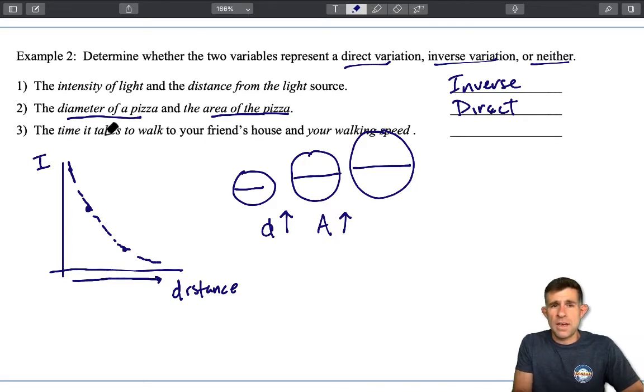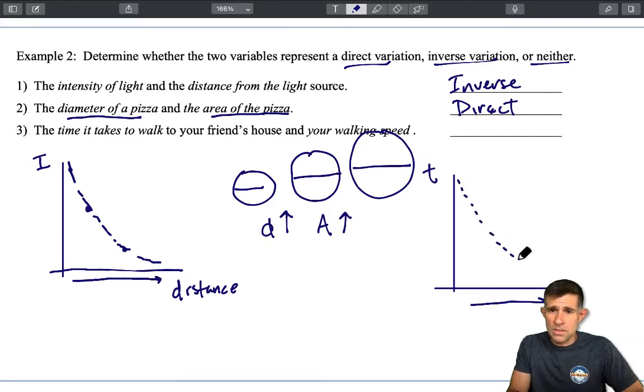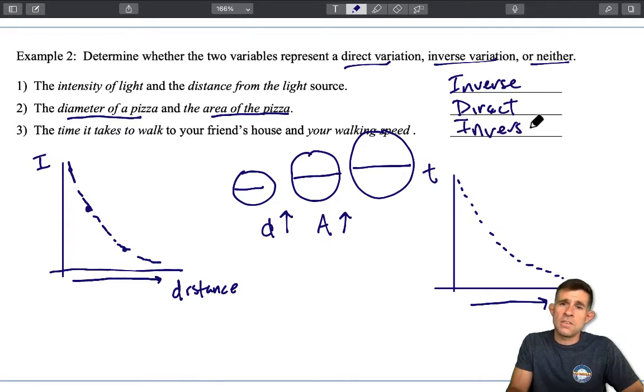Lastly here, we have the time it takes to walk to your friend's house and your walking speed. So again, let's draw a little axes here. We have time and we have speed. So the time it takes is going to depend on the speed at which you walk. And this is very similar to our previous example here. So as the speed increases, as you walk at a faster and faster rate, the time it's going to take you is going to decrease. So this is going to be an example of an inverse variation.